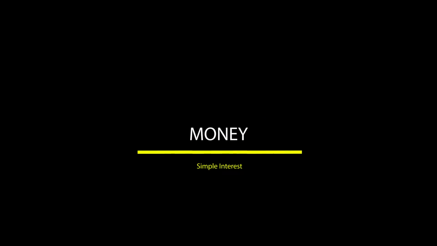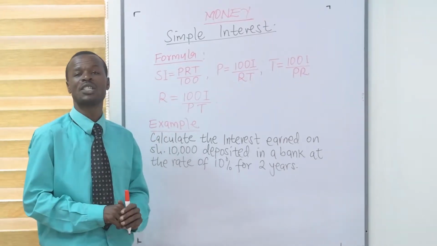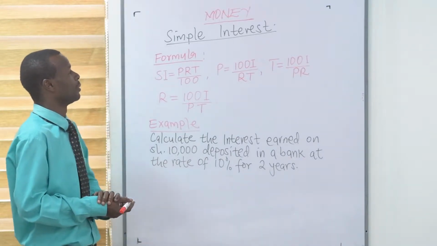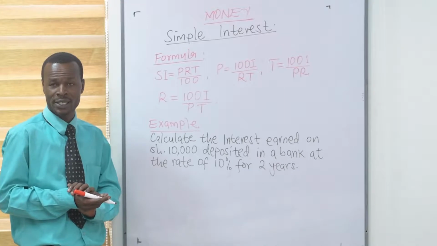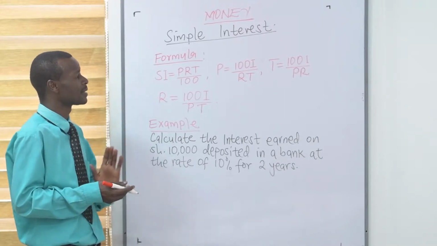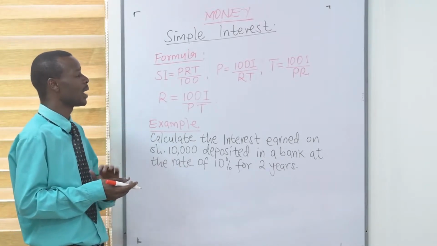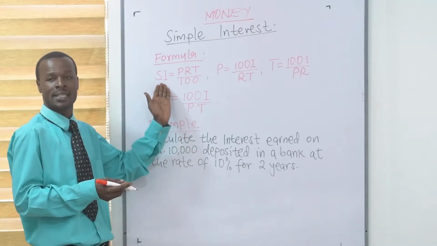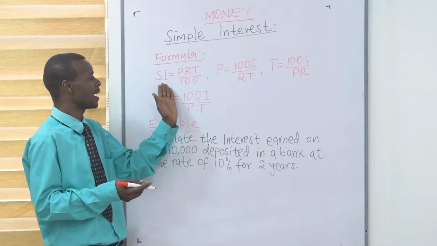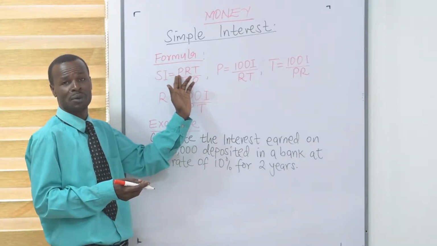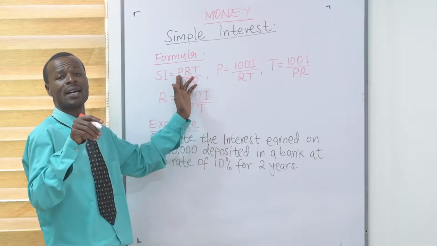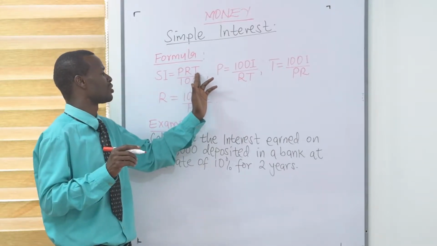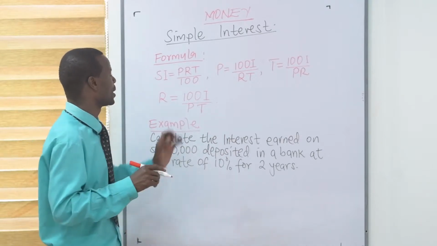Money. In money, we want to look at simple interest. Now, before you look at simple interest, you must look at various formulas that will help you to work out the simple interest itself, which is calculated by multiplying the principal, that is the amount of money put in a bank or withdrawn from a bank, times the rate, times the time or the period, out of 100.